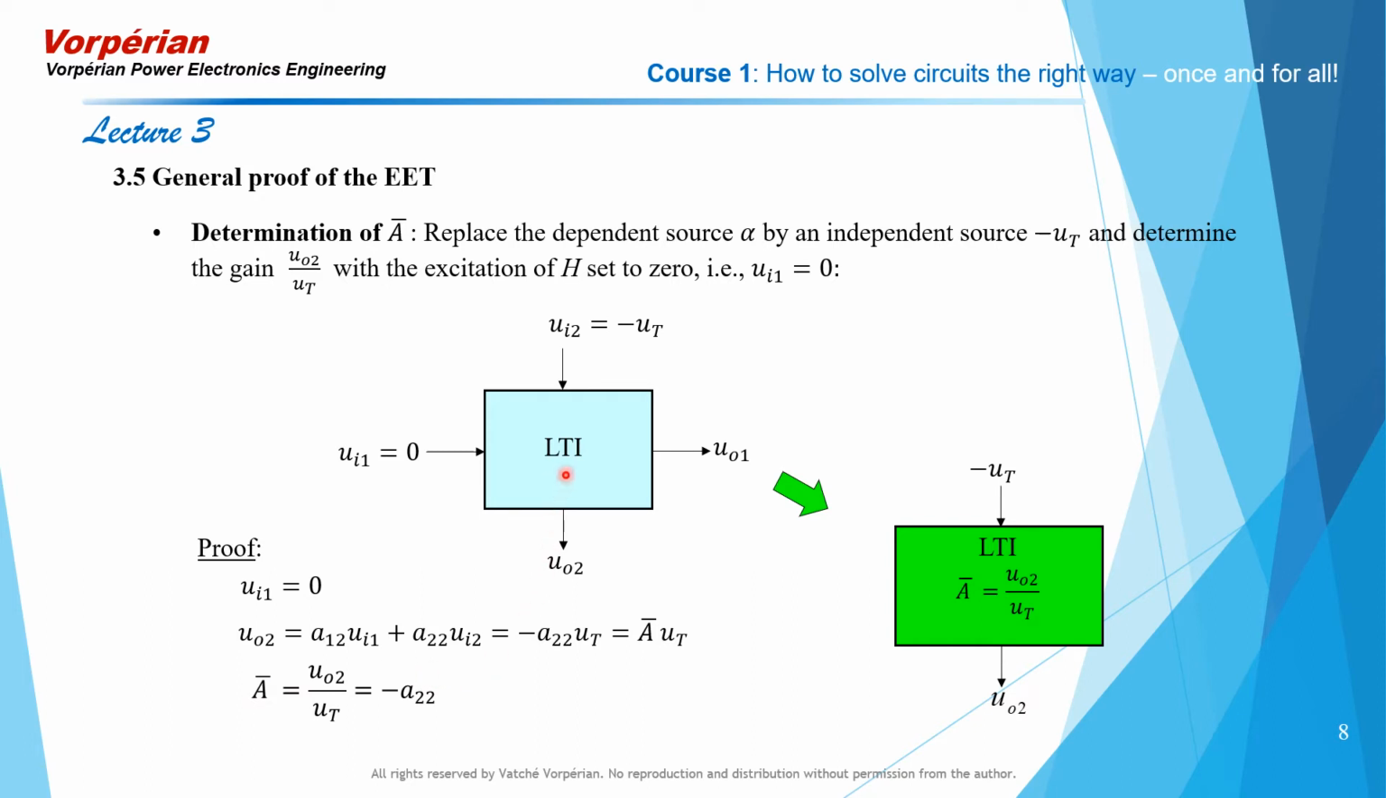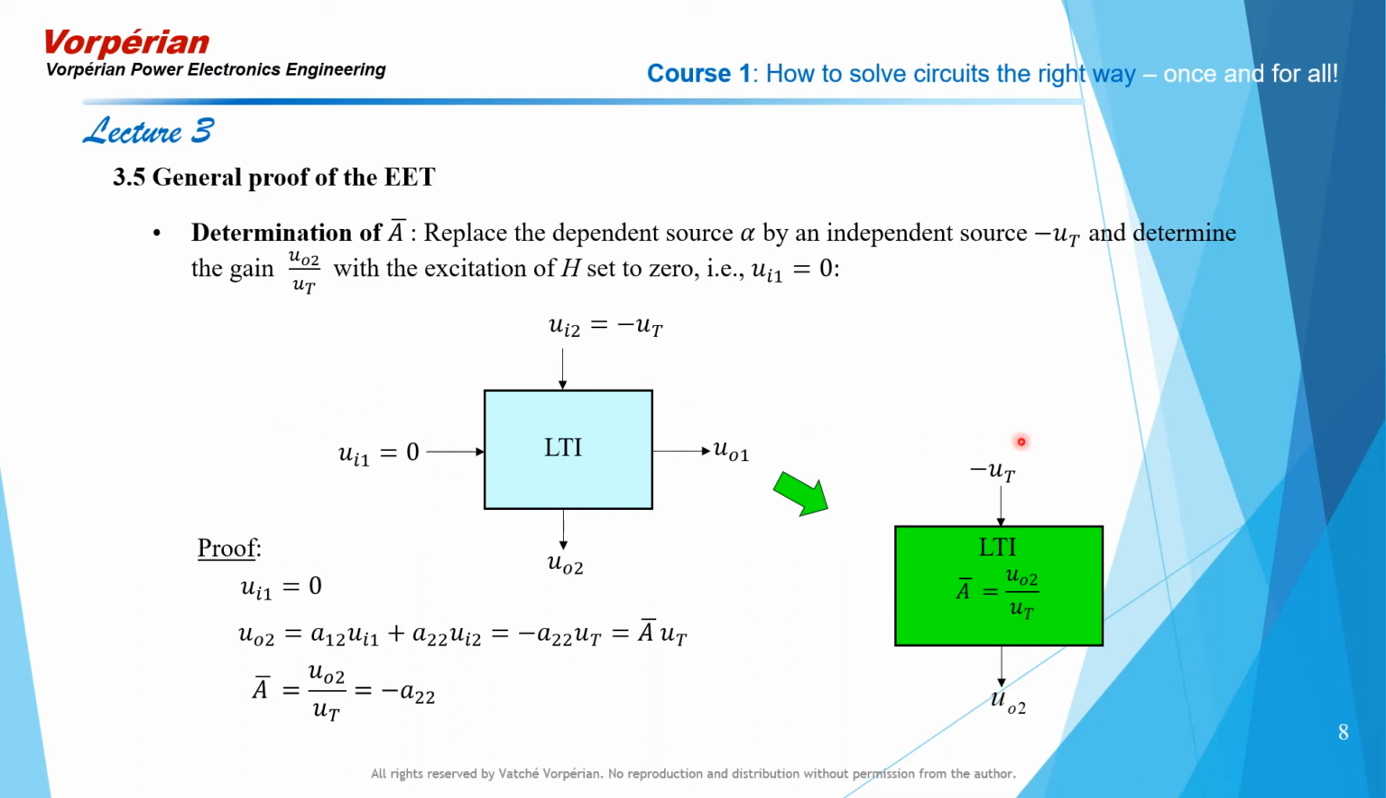You go back in your circuit, you remove the dependent generator and you replace it with an independent version of it pointing in the opposite direction. You set the excitation equal to 0 and you figure out this reverse gain. That's it, and that yields to you minus a22. This is the operational technique of determining Roman a bar, the inverse gain with the excitation set equal to 0.